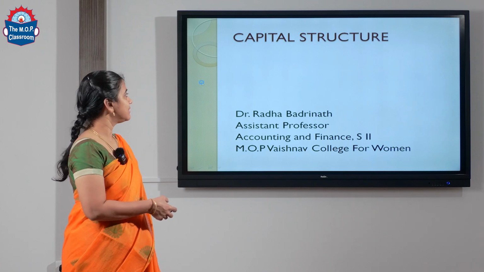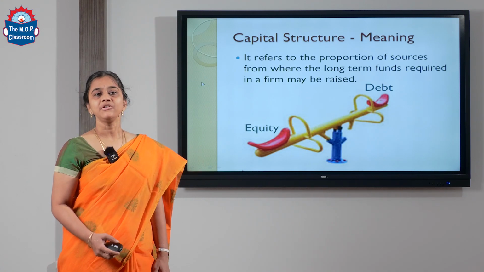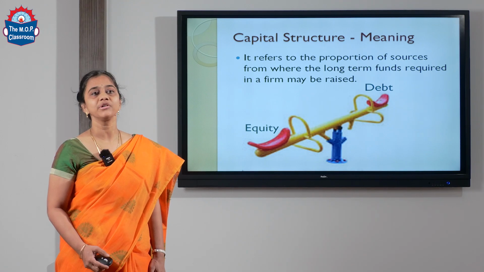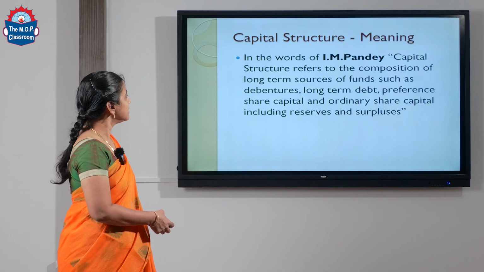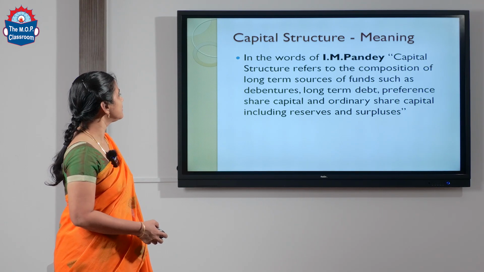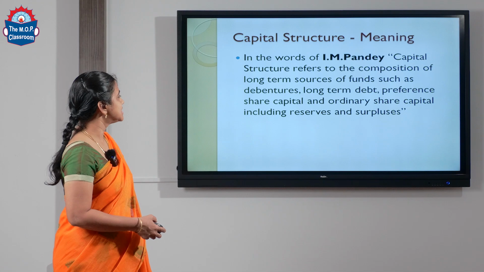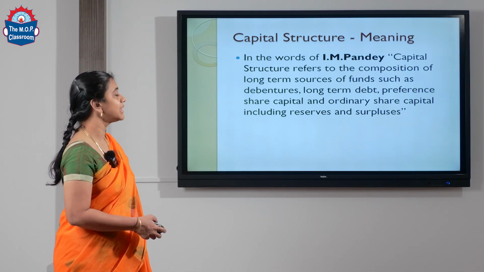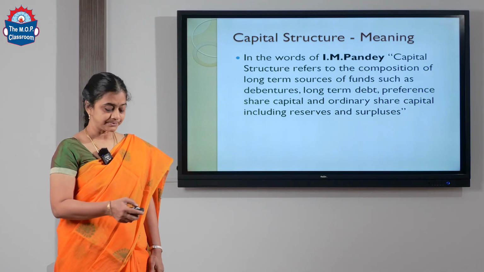What do you mean by a capital structure? It refers to the proportion of long-term sources of funds in an organization. In the words of I.M. Pandey, capital structure refers to the composition of long-term sources of funds such as debentures, long-term debt, preference share capital and ordinary share capital including reserves and surplus.